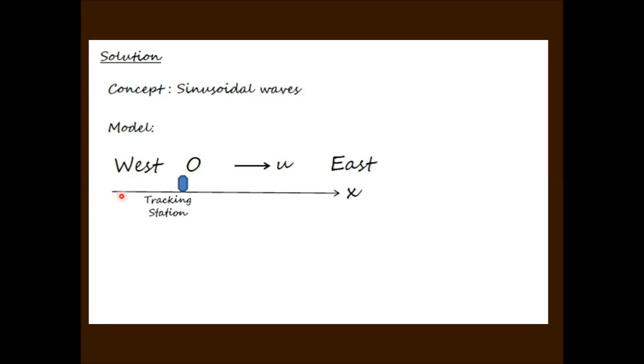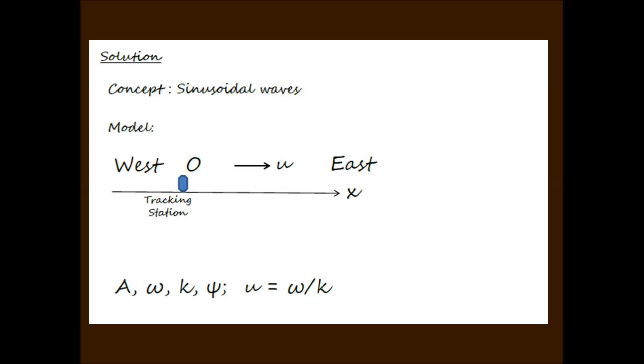So we draw our coordinate system with our x-axis going from west to east. We show that our wave is propagating in the positive x direction. We show our tracking station, this is our little tracking station, placed at the origin of our coordinate system.